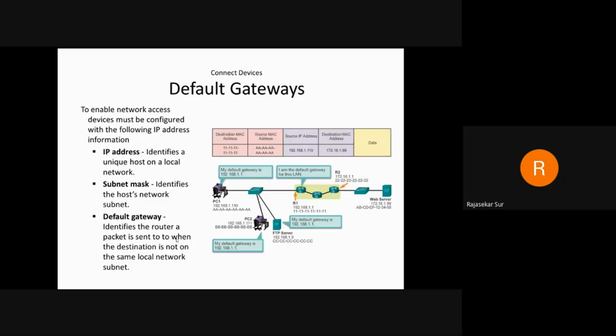What is this default gateway? Now you can see here, this is a machine. I'm going to give you the IP address. What is an IP address?